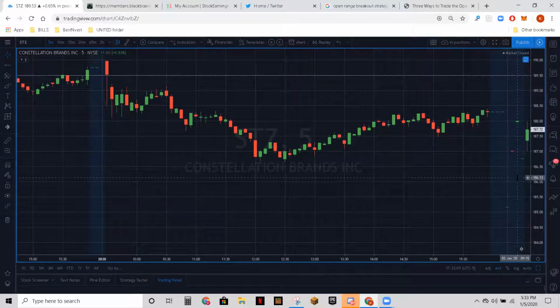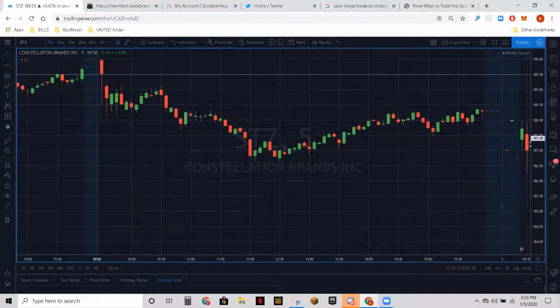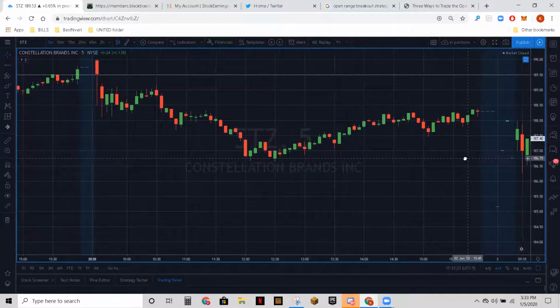So I let the first 5 minutes run, and then another candle forms, and it looks very bearish. The price goes all the way down here, comes all the way up here, and ends up closing down here around 187. Okay, that's 10 minutes gone by.